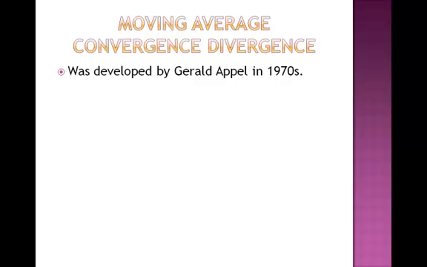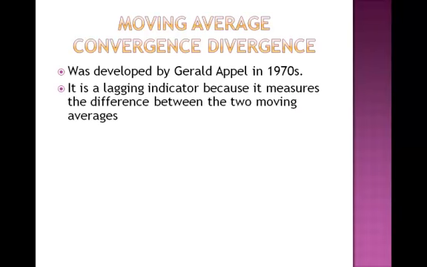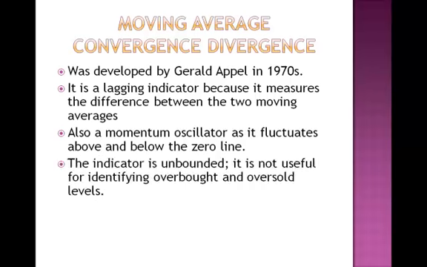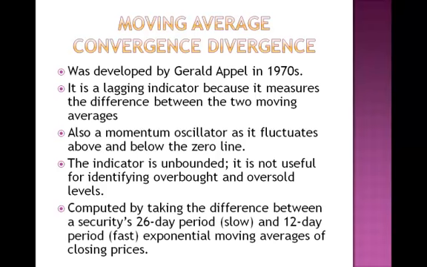Moving average convergence divergence, or MACD, was developed by Gerald Appel during the 1970s. MACD is a lagging indicator because it measures the difference between two moving averages, and becomes a momentum oscillator as it fluctuates above and below the zero line. The indicator is unbounded, thus it is not useful for identifying overbought and oversold levels.